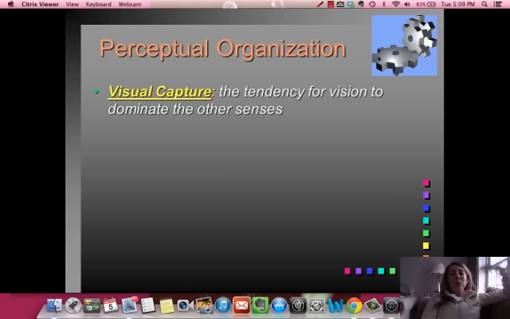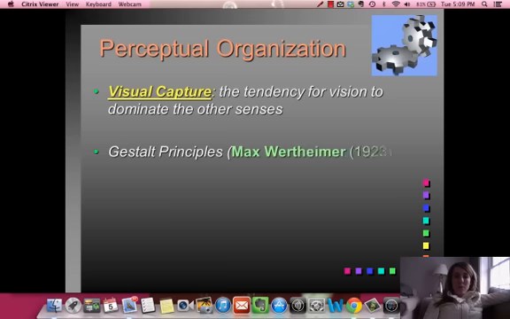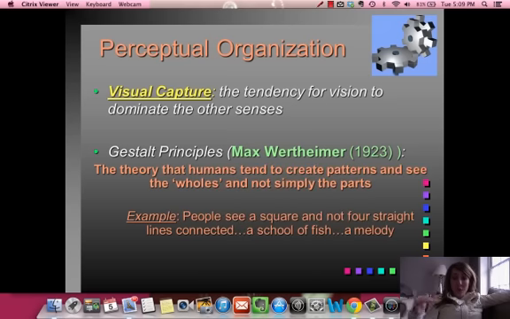So how is your perception organized? One of the most important things, which I mentioned before, is visual capture. This is the idea that your vision dominates all the other senses. Most of the time, the way that we understand the world around us is we use something called the Gestalt principle. This is the idea that instead of humans seeing all the individual little parts of the world around them, they actually see the world as a whole, and they look for patterns. An example is that you see a square, not four straight lines, and you see a school of fish, not one independent fish, and you hear a melody, not each random note. So you tend to see things as a whole, and you make patterns as opposed to seeing the individual parts.